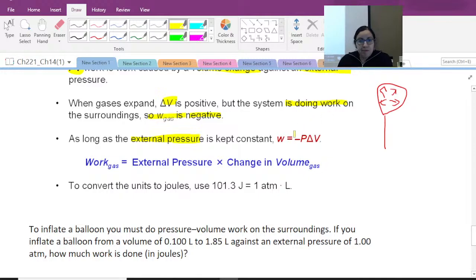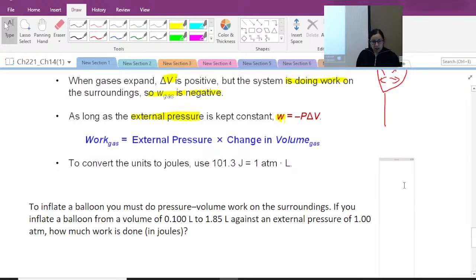And then, is lowercase w work, or is that just gas? This is work, but we are looking at work performed by the gas due to a volume change. So it is work, but we're only looking at a specific instance of work. And so it's defined by this formula: negative pressure times our change in volume.